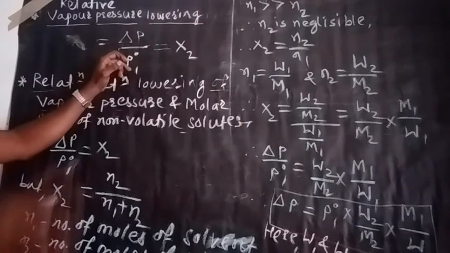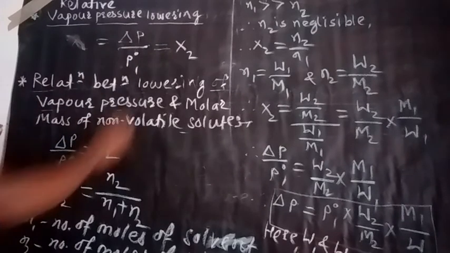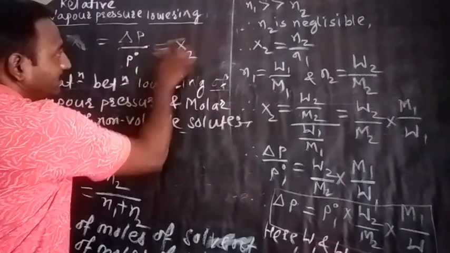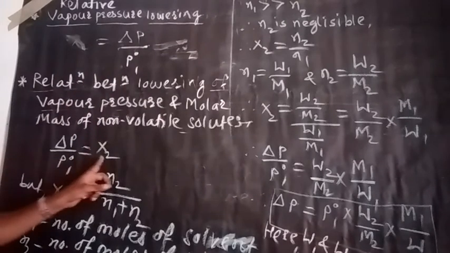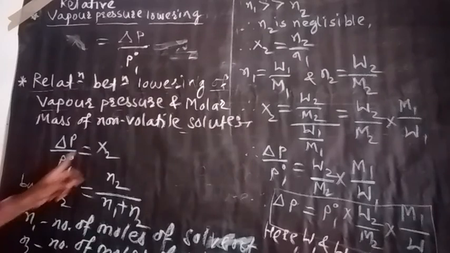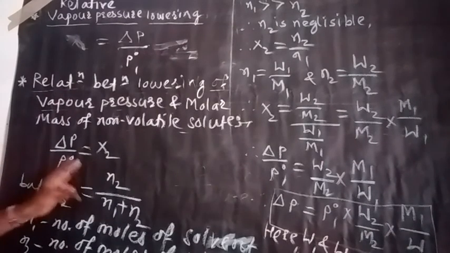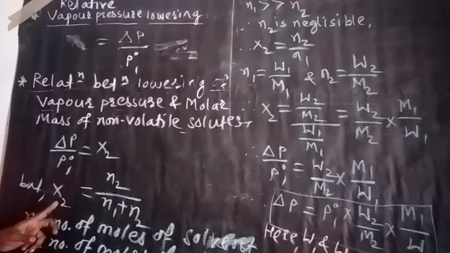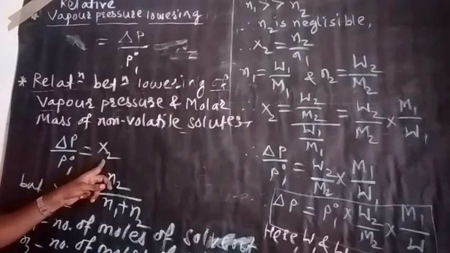But according to Raoult's law, we can write it as delta P upon P01 is equal to X2, that is, relative lowering of vapor pressure is equal to X2. From this, we put the value for X2.